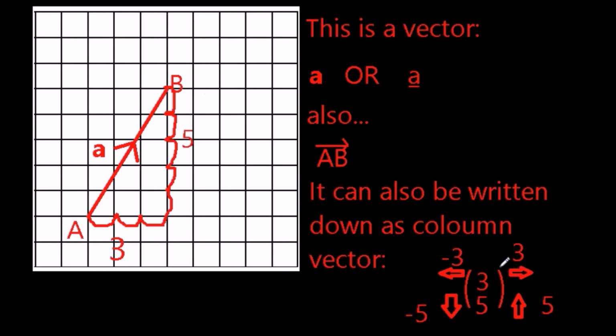Now, another example. This is vector BA. Find its column vector. 2 steps to the left, negative 2, 2 steps downwards, another negative 2, so this is its column vector, negative 2 and negative 2.